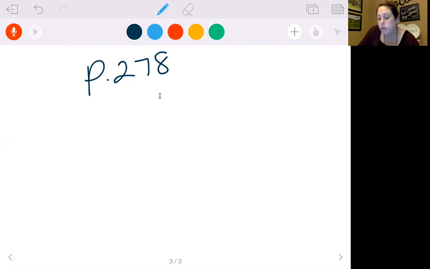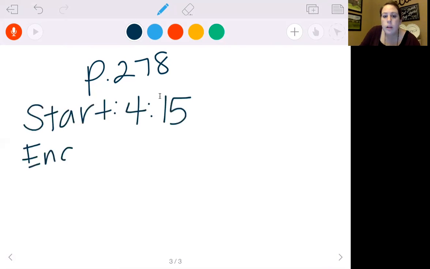So he starts at 4:15. He ends, the hour hand is in between the 6 and the 7, so we go with what's before it, which is a 6. And the minute hand is on the 5, which means that it is 6:25. So he starts practice at 4:15 and he ends it at 6:25.